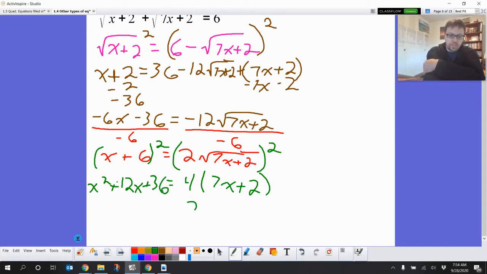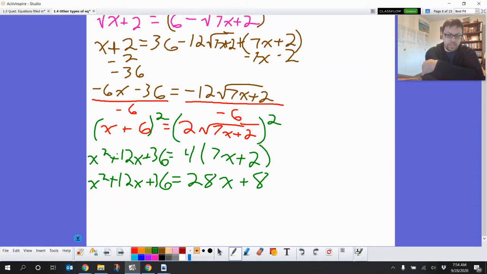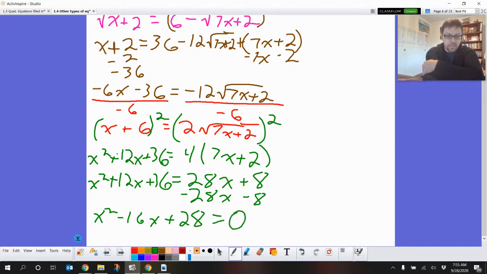Let's distribute this 4 into there. So we get 28x plus 8. Let's keep this x squared plus 12x plus 36. And now I have a quadratic equation. Quadratics need to be set equal to 0. So that's my next goal. Get this thing equal to 0. We got to subtract a 28x and we got to subtract an 8. So we get x squared minus 16x plus, that was a 36 minus 8, so that's 28, equals 0.